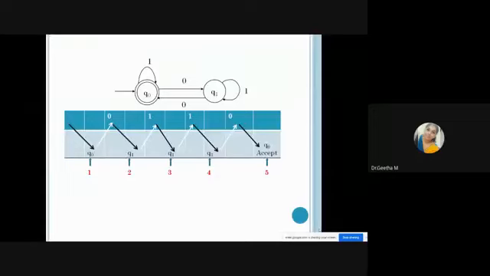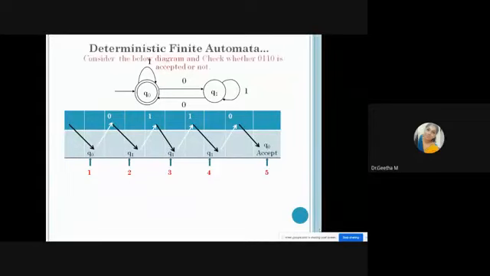Now you know how your finite automata will be working. Then using the finite automata, how it will be used for finding whether some inputs belong to the language or not. See the question at the top. Consider the below diagram and check whether 0110 is accepted or not. That is the question assigned to you.